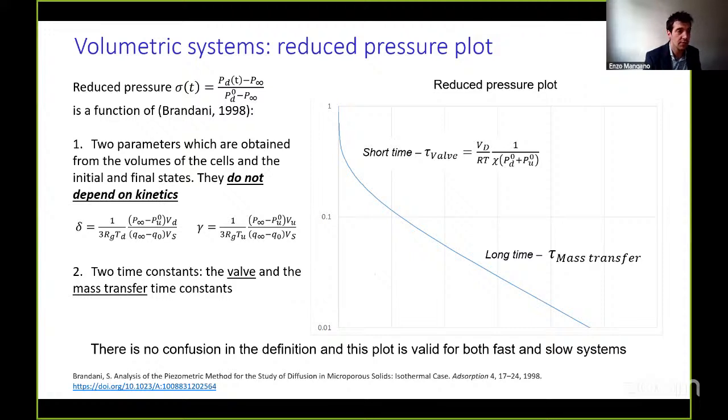The model has 4 parameters: delta and gamma, which are essentially depending only on the equilibrium, so they are not estimated, they are simply coming from the mass balance, so they are not fitted, while the only 2 parameters to match remain the valve and the mass transfer coefficient. So essentially, you match the initial region in the short time and the long time to get the full curve that matches the experimental data.